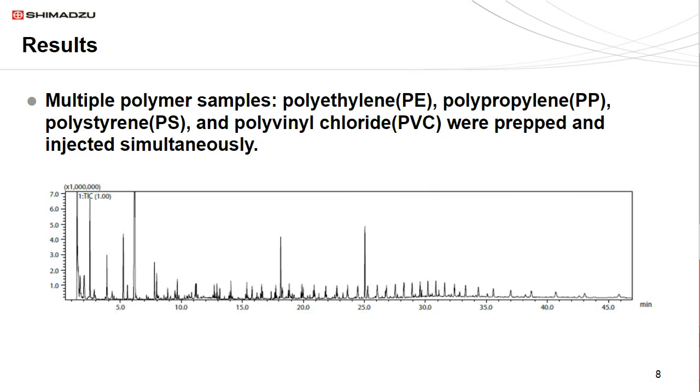The chromatogram shown here shows the total ion current chromatogram, or the TIC chromatogram, obtained by analyzing the mixed sample containing multiple polymers. Since the result of this analysis takes the form of a complex chromatogram in which the pyrolysis products of these respective polymers are intermixed, at this point it is somewhat difficult to specify the individual polymers contained within the sample from this chromatogram alone.